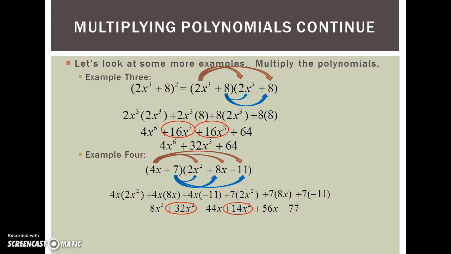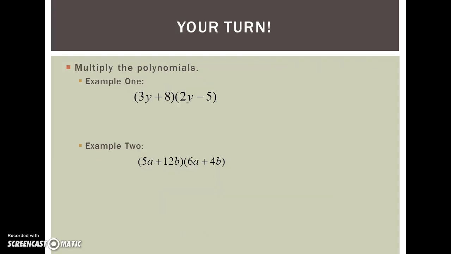Combining like terms, we have 32x squared plus 14x squared. We also have negative 44x plus 56x. So we get 8x to the third plus 46x squared plus 12x minus 77.